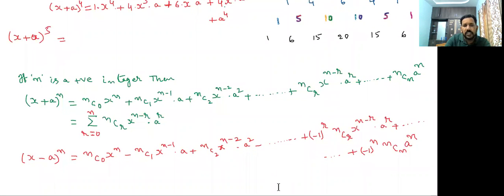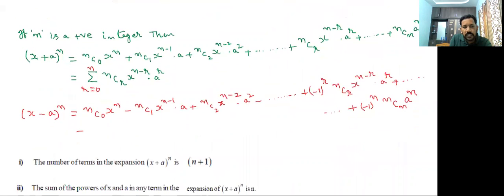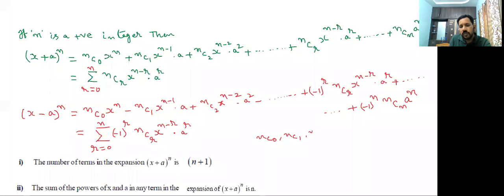Okay, students. Now we can write this in short form, equal to sigma r is equal to 0 to n, minus 1 whole power r nCr into x power n minus r into a power r. Here nC0, nC1, nC2, nC3 and so on, nCr and so on, nCn are called binomial coefficients. We calculate binomial coefficients by using Pascal's triangle.